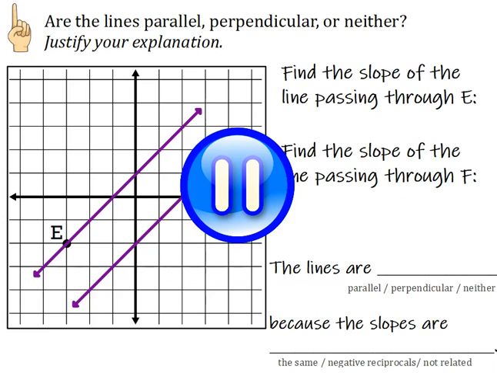Now it's your turn. Find the slope of the line that passes through point E. Find the slope of the line that passes through point F. Then tell whether the lines are parallel, perpendicular, or neither, and why. Pause the video while you do this.